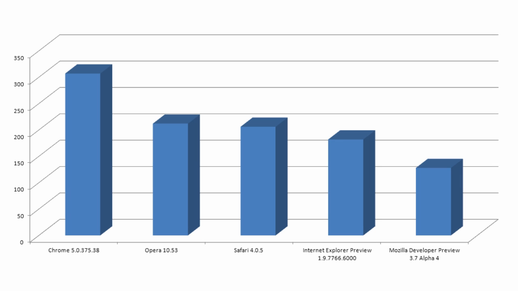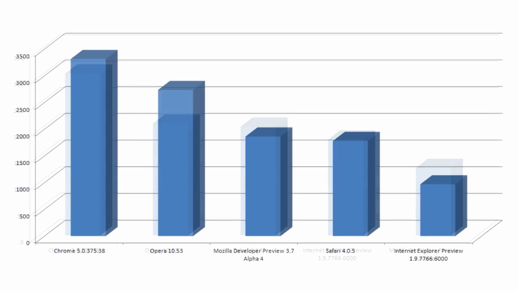To start out with, I ran Celtic Kane's JavaScript test. The test was run 10 times in each browser, with the highest and lowest scores taken off and the rest averaged out. As you can see, Chrome did a great job, scoring over 300 points and besting Opera and Safari by nearly 100 points. Internet Explorer 9 scored decently, with Firefox taking up the rear.